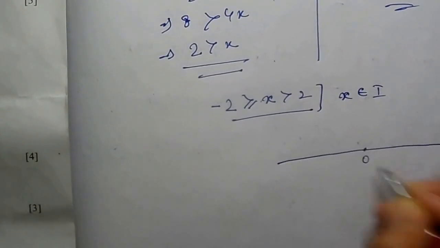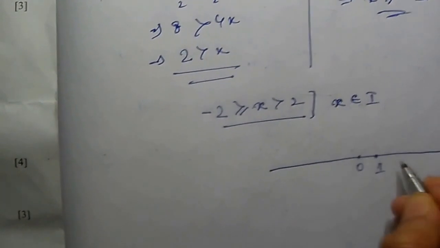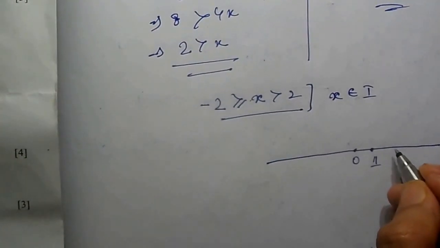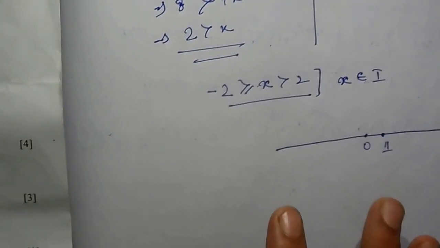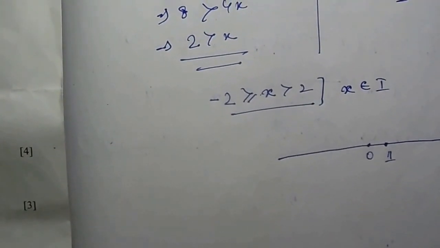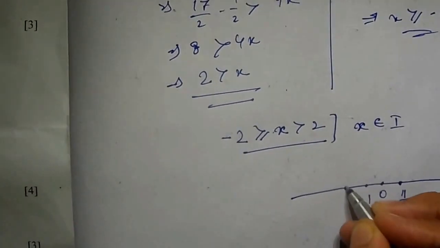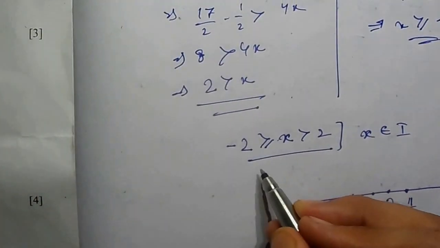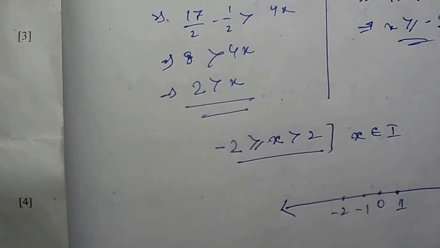Now 0 is an integer, 1 and 2. We cannot include 2 because x is less than 2. So the integer which is less than 2 is 1. Now going over to the left side, we get minus 1 and minus 2. So x equals minus 2 is included. We get a minus 2 over here, and this is the number line.